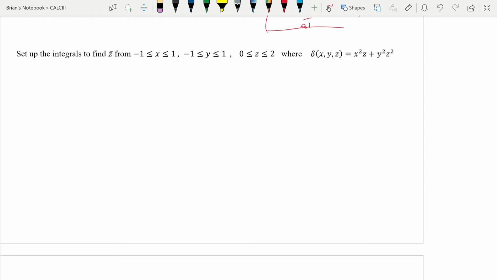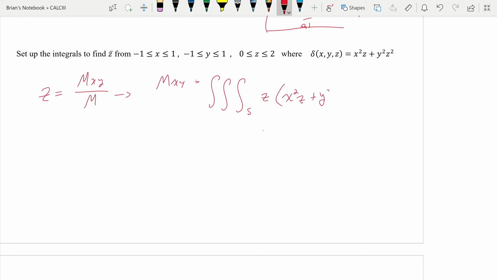All right, coming back for z bar, remember from above we have it's mxy over m. So we're going to need mxy, and we're going to need the mass. So maybe I'll do 2 different colors for that. So let's do mxy first. So we'd have our surface. We'd have, because it's xy, we're missing a z, easy enough, z, times our density function, which is x squared z plus y squared z squared. Cool. And then we've got our dv.